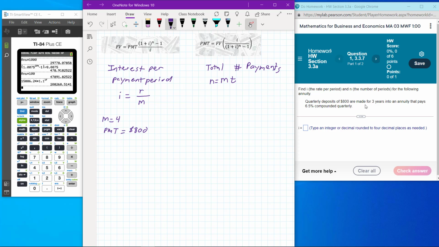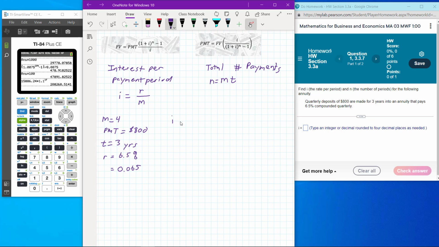And the loan is going to last for 3 years. So T is 3 years. And our interest rate is going to be 6.5%, and of course it is compounded quarterly. The compounding frequency and the number of payments per year will always be the same. As a decimal, we divide that by 100, and that will give us 0.065. Okay, with that in mind, we can figure out what I is.